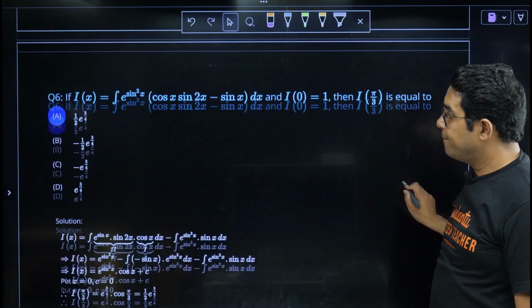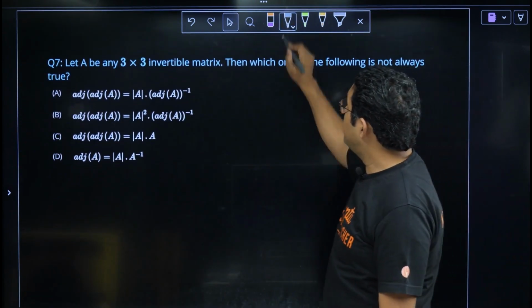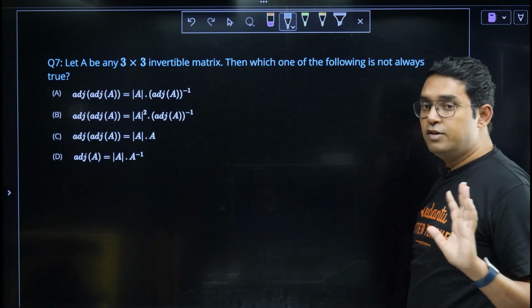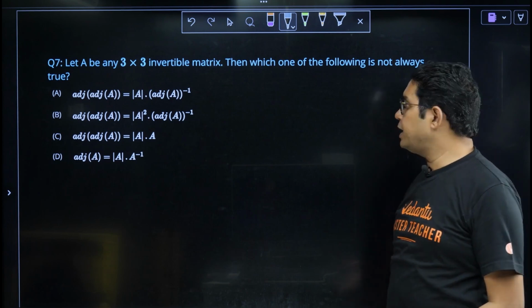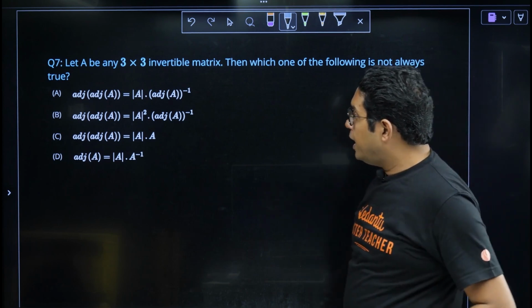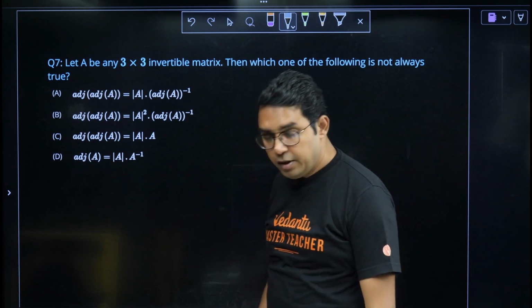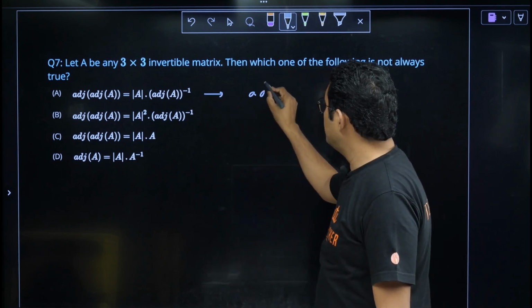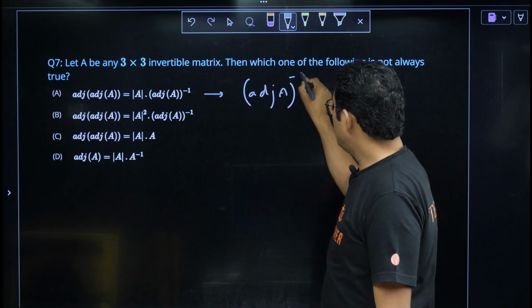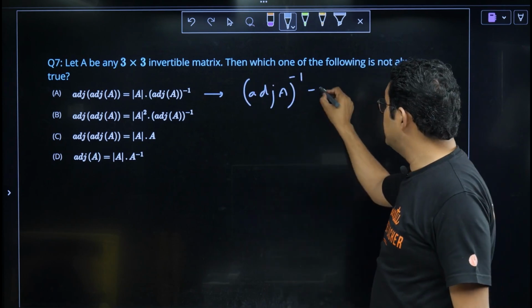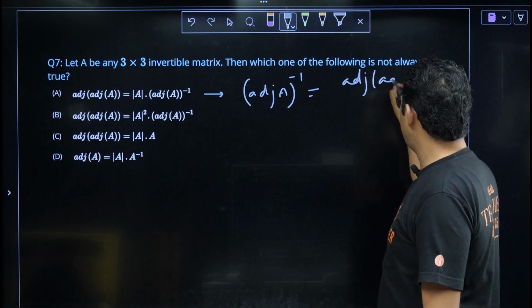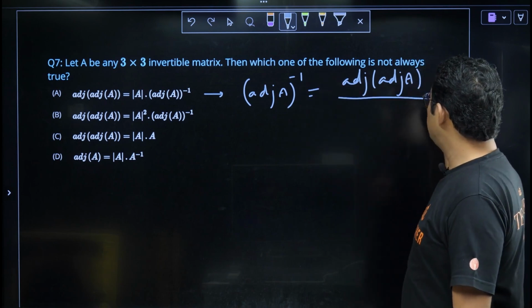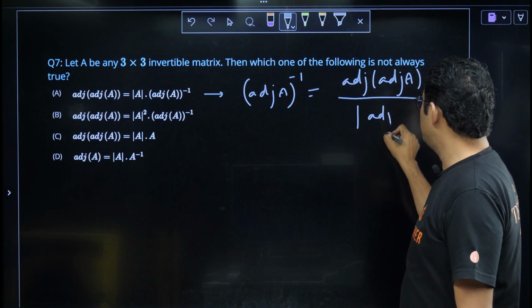Coming to the next question, that is question 7. Here we are given A is a 3 into 3 invertible matrix, and which one of the following is not always true. Not always true means maybe for some specific values of determinant of A it can be true, but not always true. So please see, these relations are what we have been using in our normal questions also. Part A: if I find the inverse of adjoint of A, the formula of the inverse of any matrix is the adjoint of that matrix upon its determinant. So it will be adjoint of adjoint A upon determinant of adjoint of A.